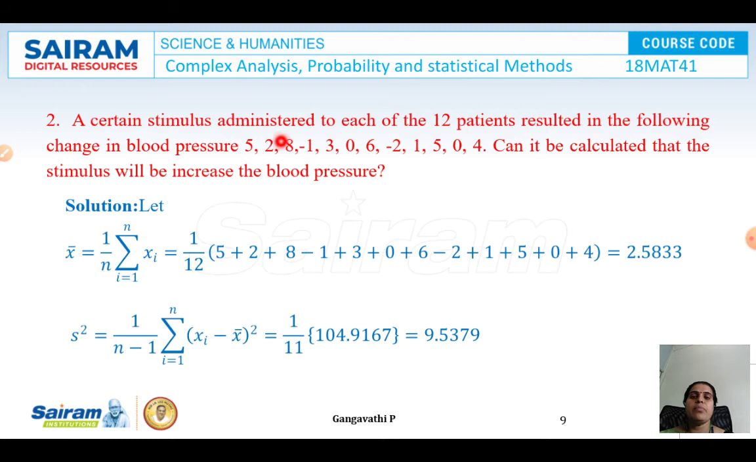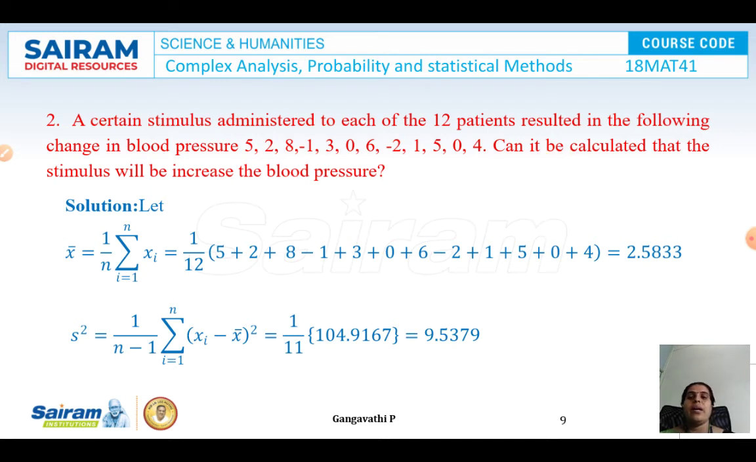A certain stimulus administered to each of the 12 patients resulted in the following change in the blood pressure: 5, 2, 8, minus 1, 3, 0, 6, minus 2, 1, 5, 0, 4. Can it be concluded that the stimulus will increase the blood pressure? So this is the question. What do we have to find here exactly? We have to say whether the stimulus will increase the blood pressure.